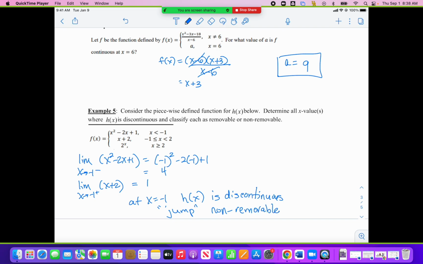How do you know whether it's a hole or not a hole? What has to happen for it to be a hole? Okay, it'll approach the same from the left and the right, but it also factors. You would have a factor cancel in a fraction, okay? So those are things to look at. Now let's try this with 2.